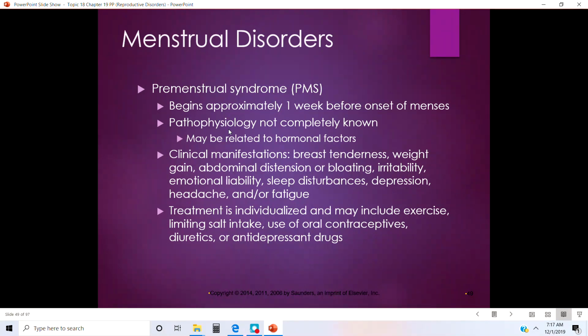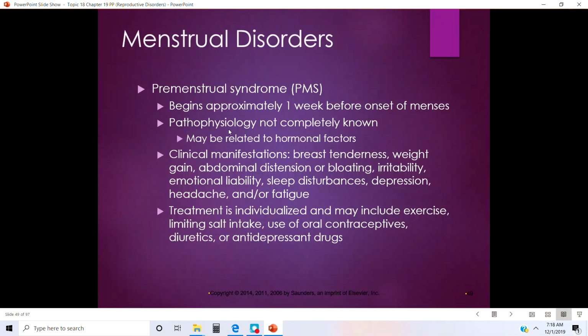They're going to have different clinical manifestations, things like breast tenderness. Again, this is about a week ahead before the menses come on. Weight gain, abdominal distension and bloating, irritability, they'll be more emotional, sleep disturbances, depression, headache, fatigue, that type of thing. So these are just kind of vague symptoms, and the treatment is just kind of supportive and individualized.